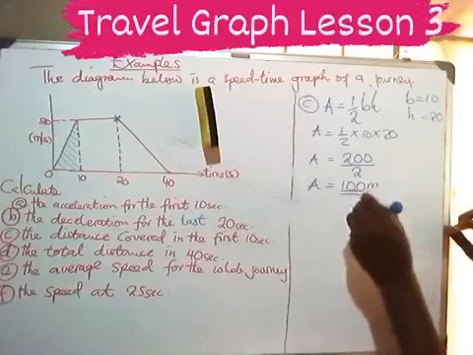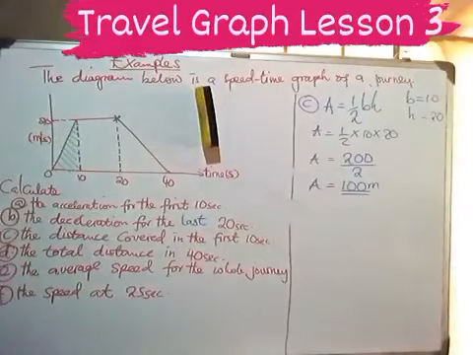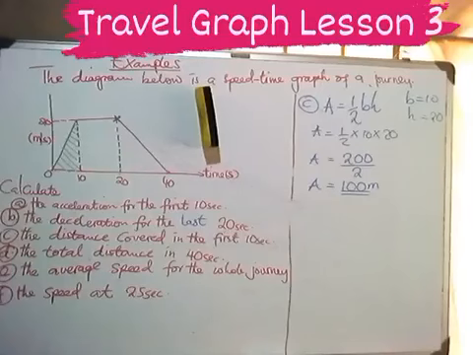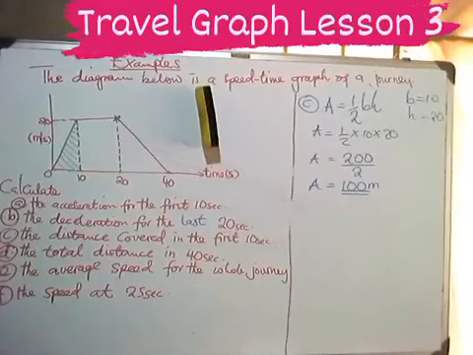So meaning we have 100 meters for question number C. The distance covered in the first 10 seconds is 100 meters. Now we go to the other question, which is question number D, which says calculate the total distance in 40 seconds.